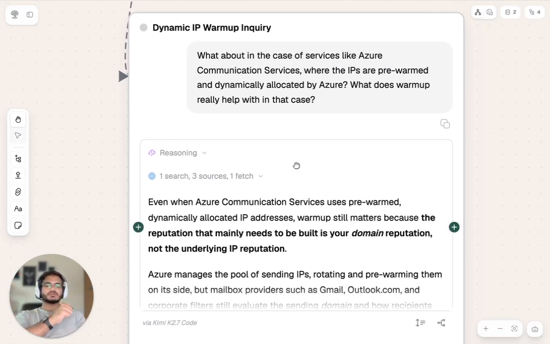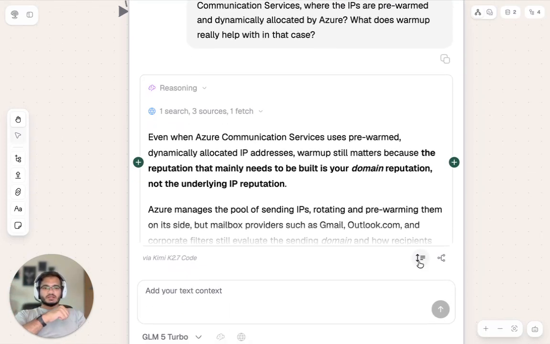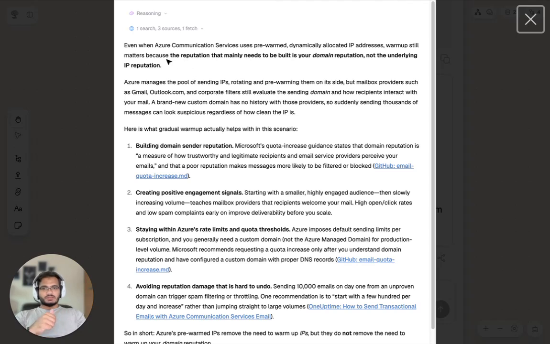So we don't have to worry about the IP, right? The only problem here is that these IPs are dynamically allocated. So we don't control which IP you get allocated to when you use ColdSend. You also don't control that. You can't request Microsoft to give you a specific IP, because that's not a part of this service. They will give you an IP that they think is best for you.